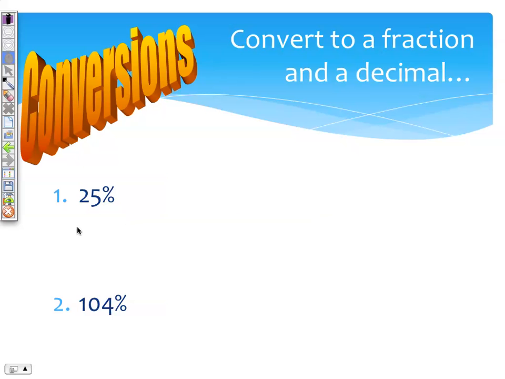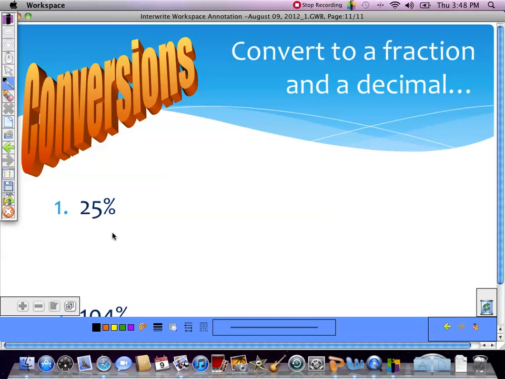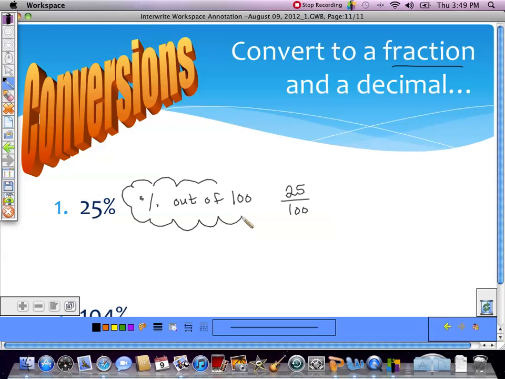All right, for our last example, we are going to convert these percents to fractions and decimals. Let's start first by changing 25% to a fraction. We learned that percents are out of 100. So all you need to do is take this number, and it will become your numerator, and 100 will always be your denominator with percents, because all percents are out of 100.